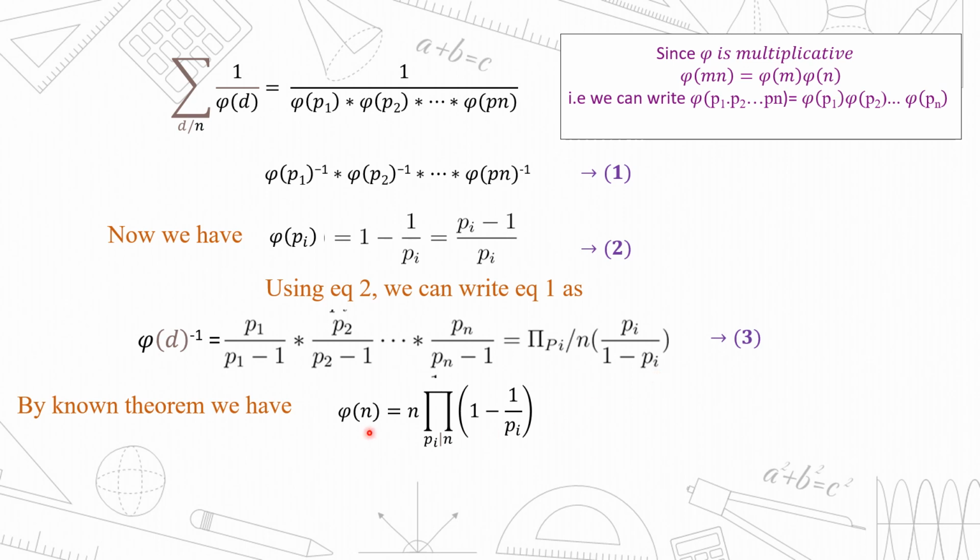By a known theorem, we have phi of n is equal to n into the product over pi that divides n of 1 minus 1 by pi. When we do the cross multiplication, n by phi of n is equal to the product over pi that divides n of 1 minus 1 by pi whole inverse. The product over pi that divides n of 1 minus 1 by pi whole inverse is nothing but the product over pi that divides n of pi divided by pi minus 1. Call this equation 4.